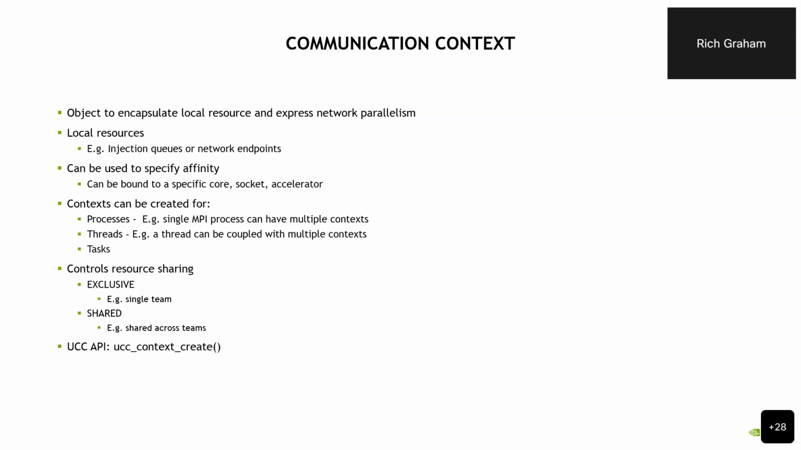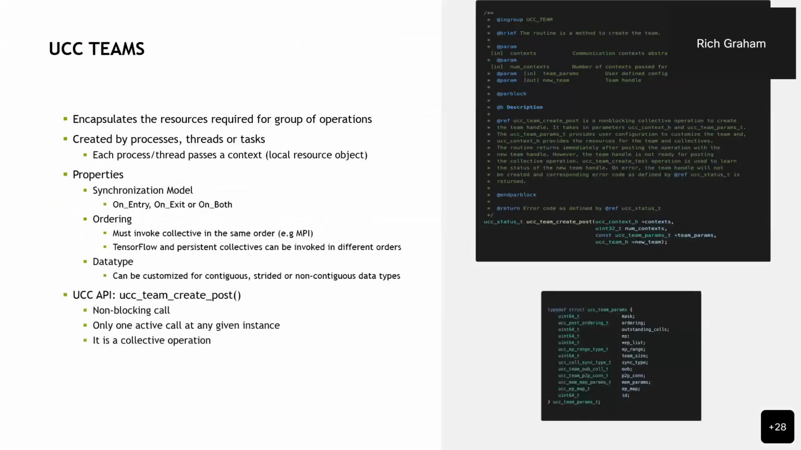In terms of the sort of resource sharing that one can define here, you can define exclusive resource sharing, where every team has its own resource. So if you want to isolate the resources you use for a particular team, you can do that, or the resources can be shared across teams. So it's really a choice of the implementer as to how they want to do this. And all this is set up and defined via the UCC context create function.